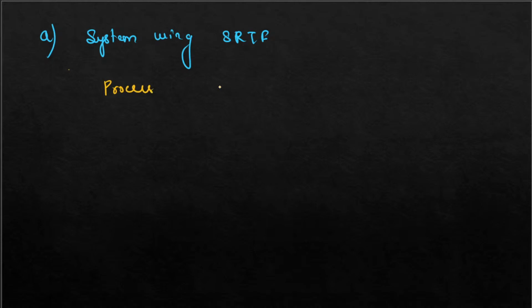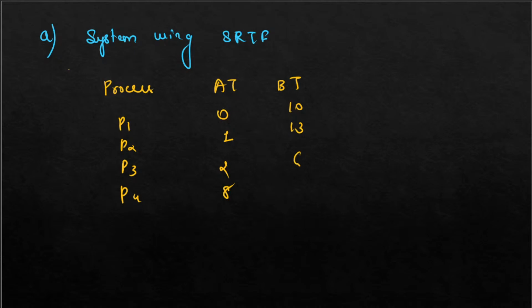Process, arrival time and burst time. So it is P1, P2, P3, P4. Arrival times are 0, 1, 2, 8 and burst times are 10, 13, 6 and 9. So SRTF is given to us, preemptive. So let's make a Gantt chart for this.